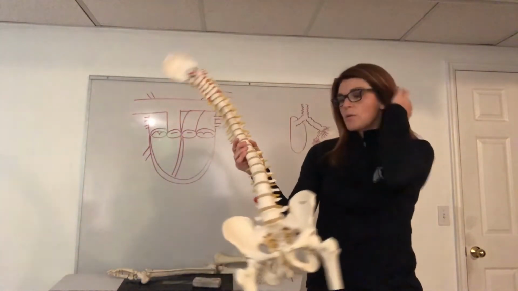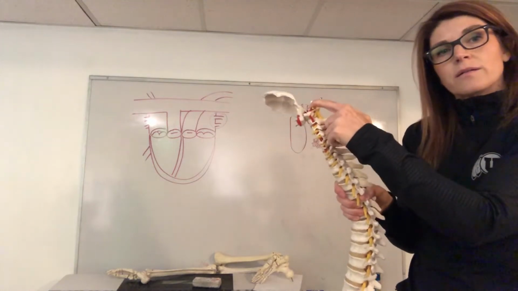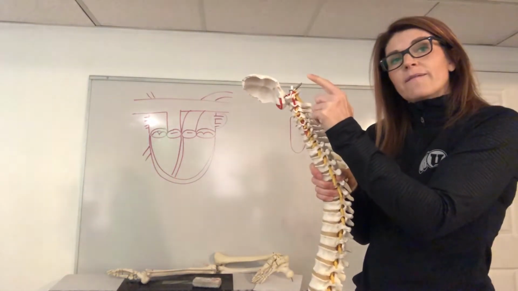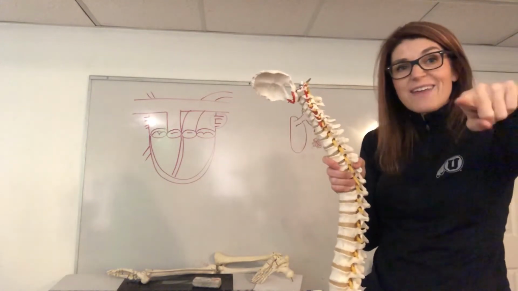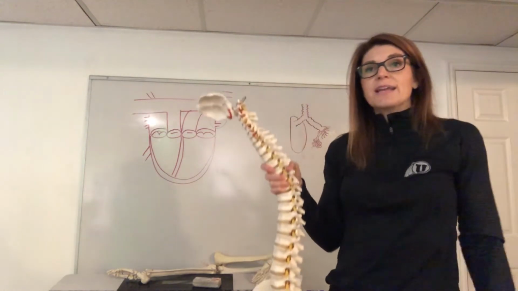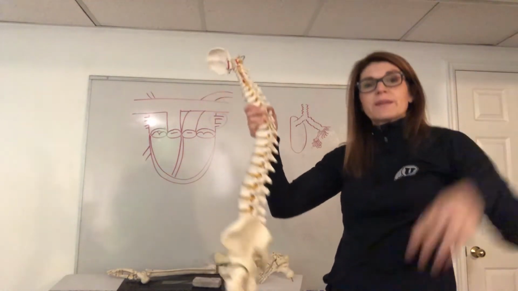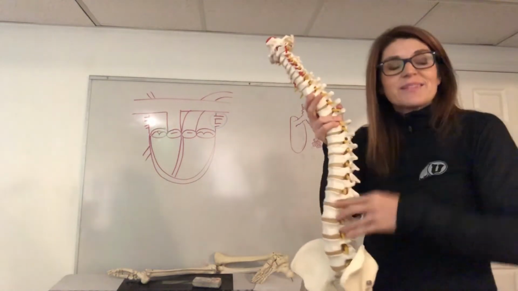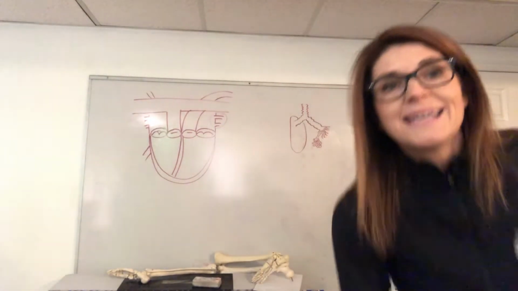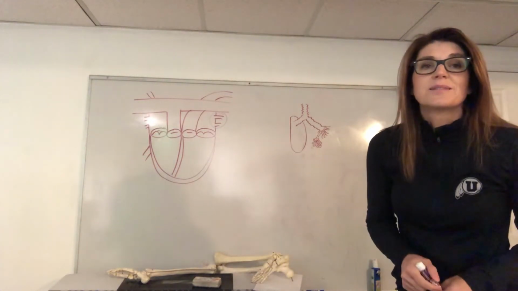Okay, we're gonna go with the very top. This is the very top of the cervical spine, the very top vertebra piece. There's a name for it. Here's your hint. In mythology, this dude holds up the whole world. In anatomy, this bone holds up the whole head. So there you go.